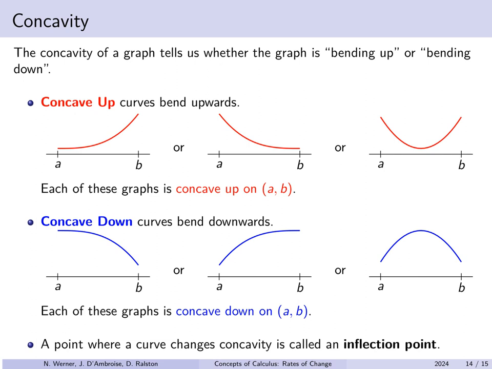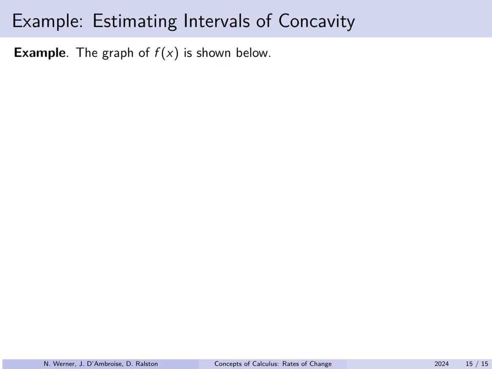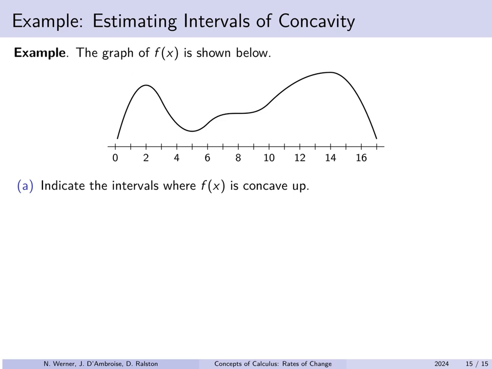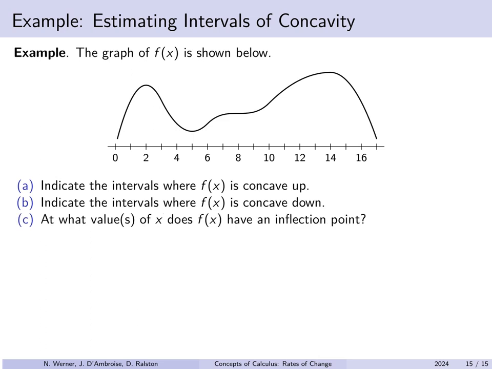A point where a curve changes whether it's concave up to concave down or vice versa is called an inflection point. So for example, here is a graph of a function. Let's indicate where the graph is concave up. That is not quite the same thing as asking where it is increasing. It's asking where it is bending upwards. Then let's also indicate where it is bending downwards.